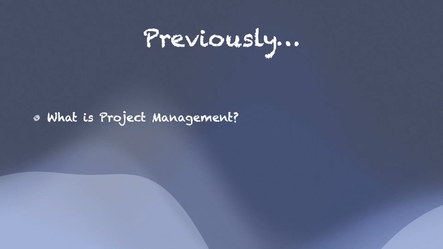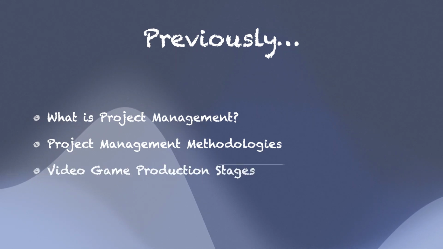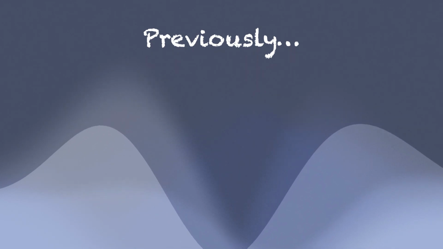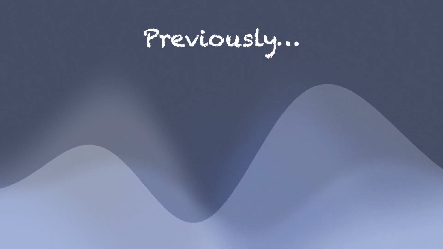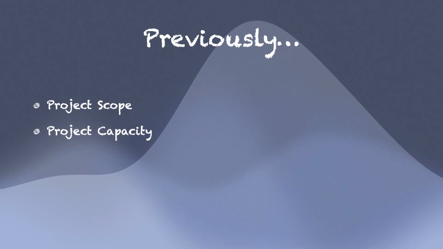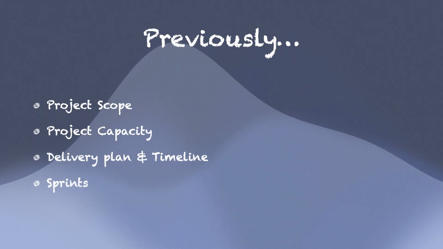In my last video, I talked about what project management is, the most used management methodologies like waterfall and agile, and the video game production stages, like pre-production, production, testing, pre-launch and launch, and post-production. I also mentioned the project scope, project capacity, delivery plan and timeline, sprints, and risk management.